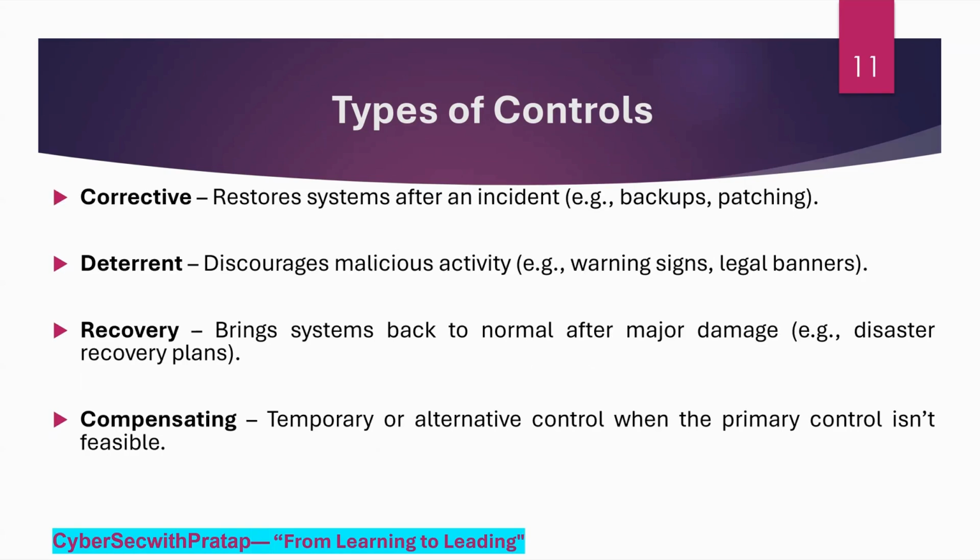Corrective: what measures you have taken for mitigating, like patching, backup, all these. Deterrent: you cannot see deterrence, but it works invisibly. Recovery means back to normal. These are the keywords. Compensating means multiple controls you have put in, so if one fails, then another can cover. These are the controls.